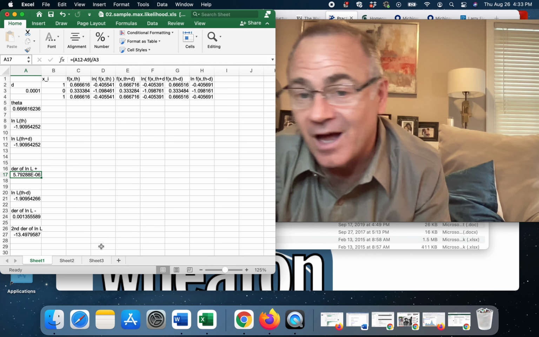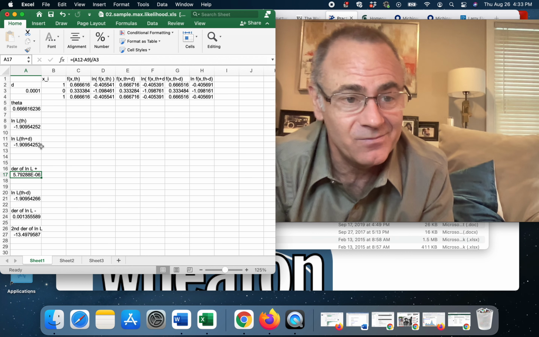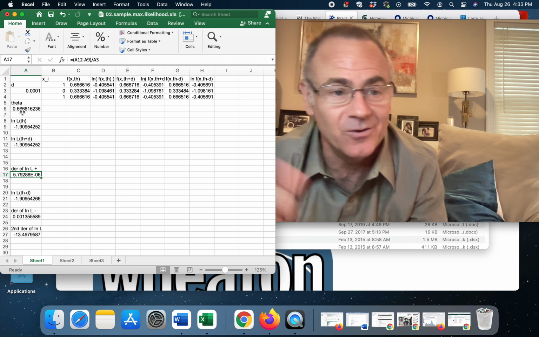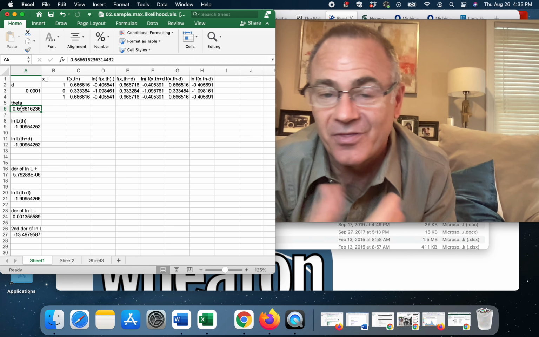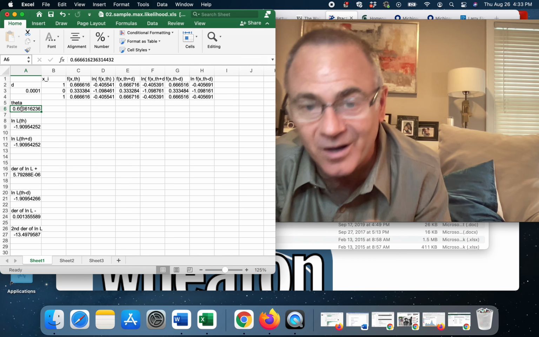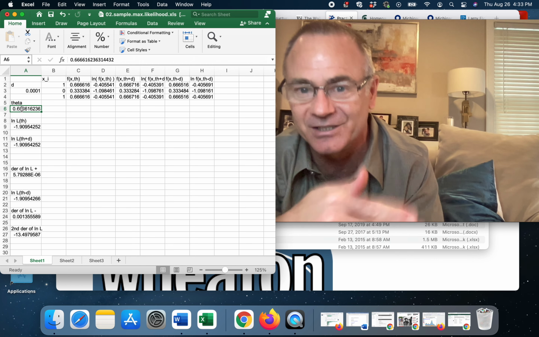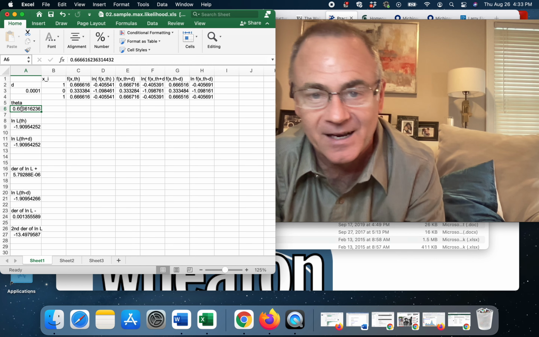Okay, another way you could have done it to find the maximum likelihood value, you could have just experimented with theta on your own. Try 0.01, then 0.02, 0.03. Sometimes it's called a grid search, where you just try different values of theta.